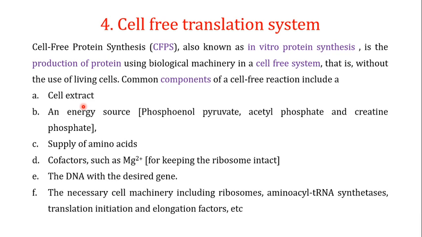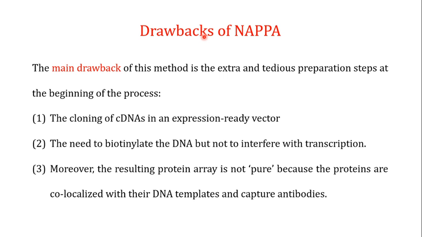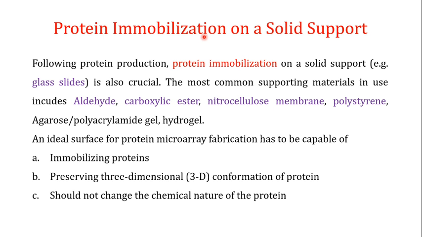In the cell-free translation system, we discussed two of the most commonly used systems, including the nucleic acid programmable protein array, and then we discussed the drawbacks of the NAPPA, and then the protein in situ array. Then we talked about protein immobilization on the solid support and the properties of the solid support: it should immobilize the protein, but it should preserve the 3D structure of the protein, and it should not change the chemical nature of the protein.